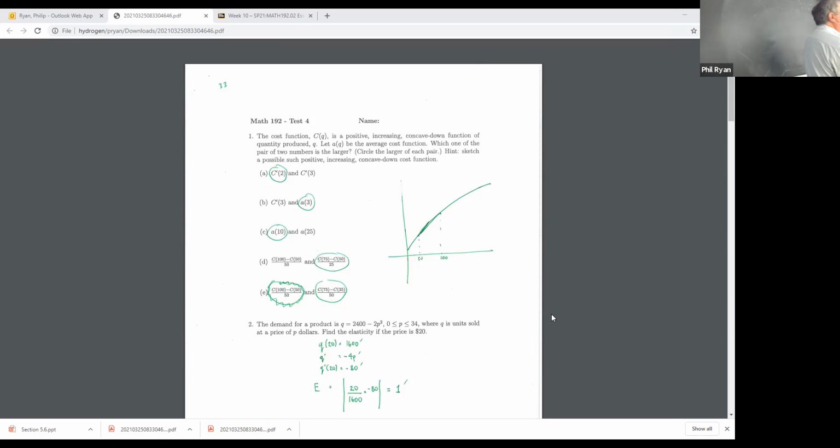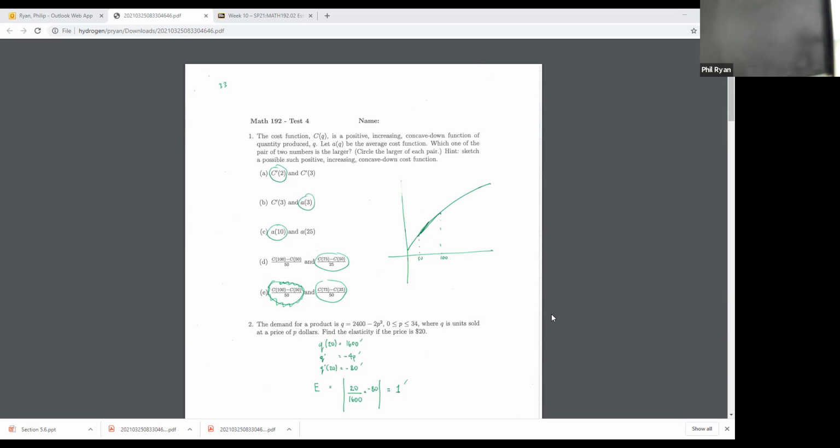So which of these numbers are greater? Is the derivative going to be more at 2 or at 3? Well, since it's concave down, it's going to be greatest at 2. Which is going to be greater, the slope at 3 or the average at 3? Remember, the slope at 3 is going to be this slope here, and the average at 3 is going to be this slope here. And that slope there is going to be greater.